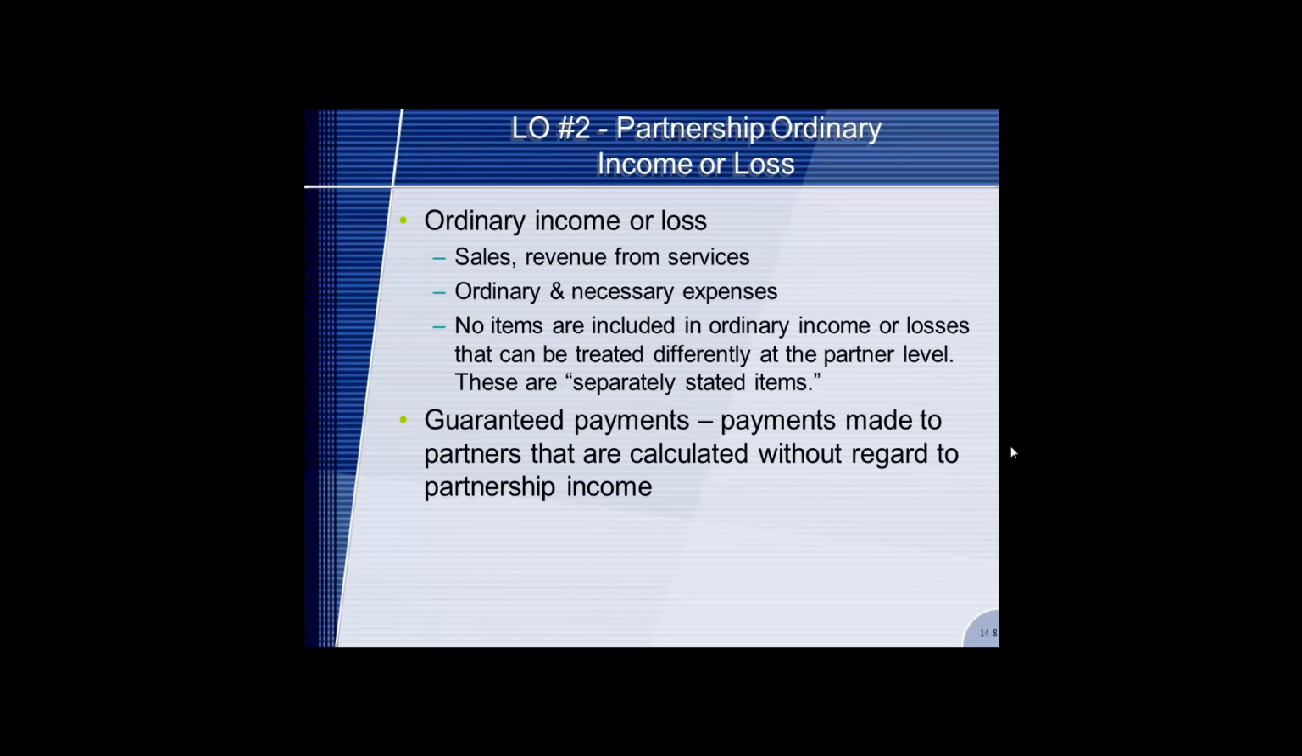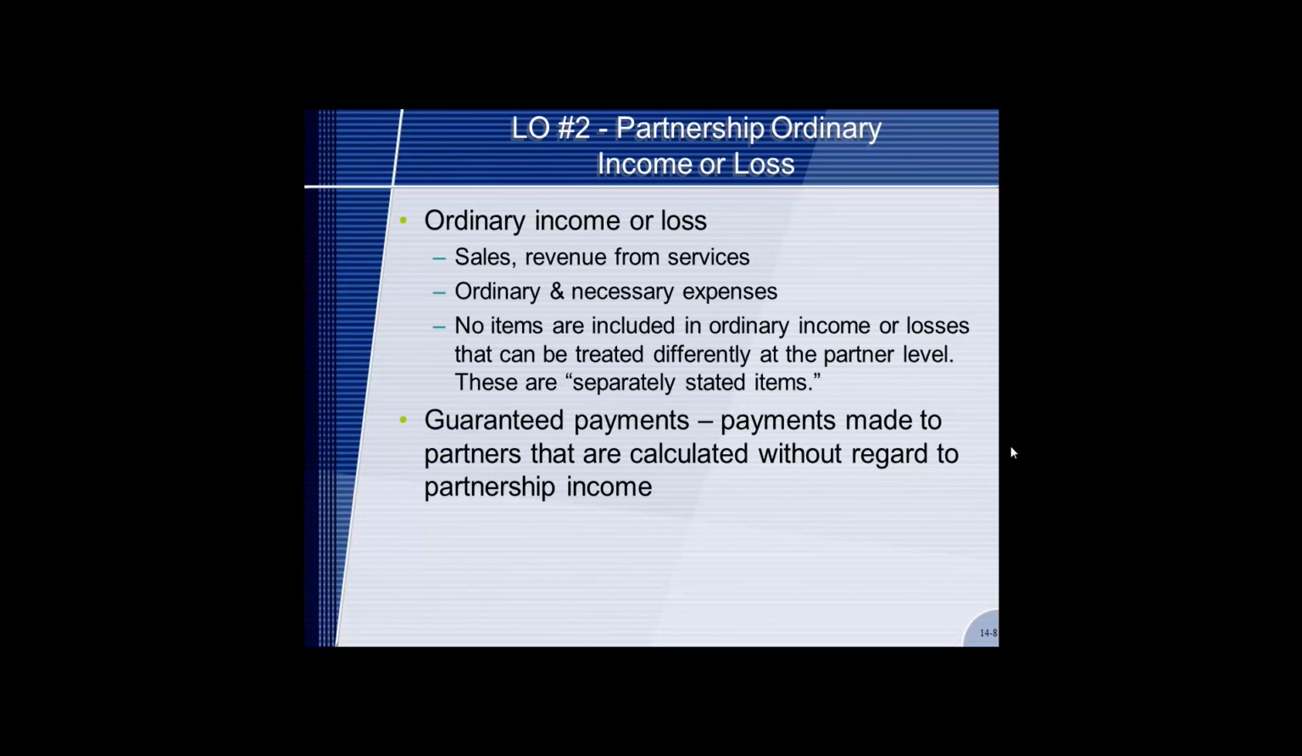When we're talking about partnerships, first we figure out basis, then the partnership is going to start earning money. So, ordinary income or losses. This is sales, revenue from services, ordinary and necessary expenses. No items are included in ordinary income or losses that can be treated differently at the partner level. These are called separately stated items.